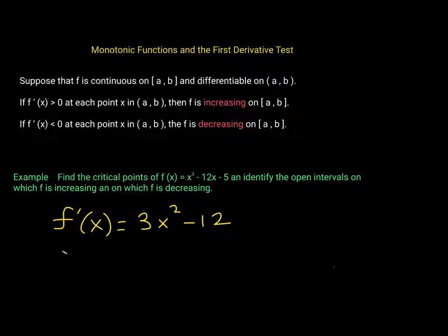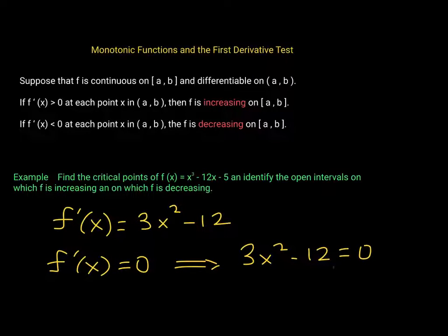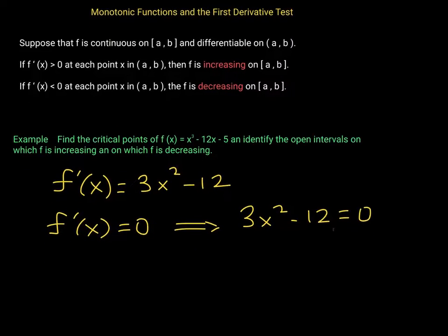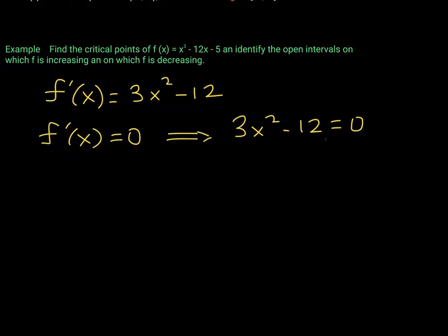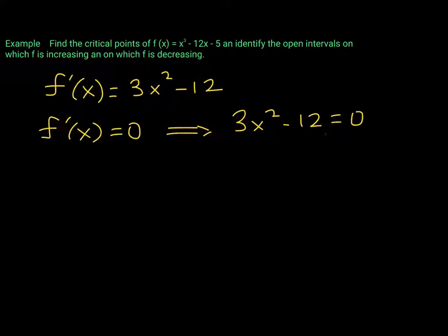So with that being said, the critical points will occur only when f prime of x is equal to 0. So the next thing I'm going to do is set f prime equal to 0 and solve. So 3x squared minus 12 is equal to 0. If I find the solutions for this equation, then I have found the critical points. So when I add 12 and then divide by 3, I get x squared is equal to 4, which means x is equal to plus or minus 2. These are my two critical points.